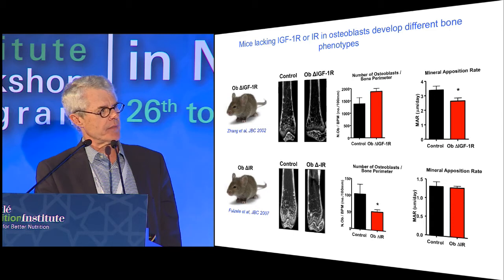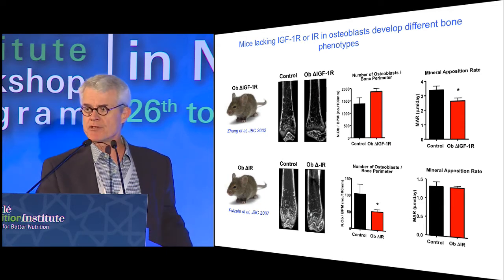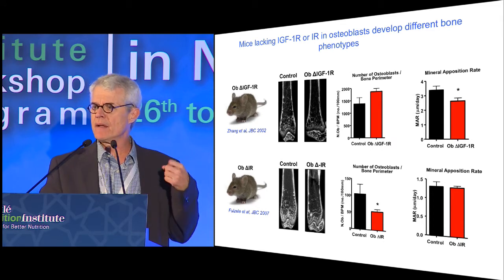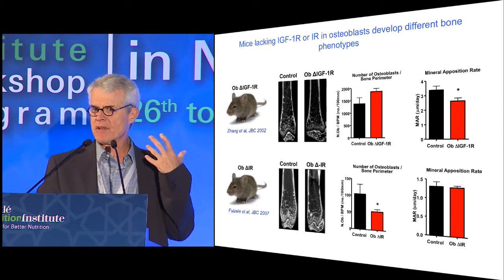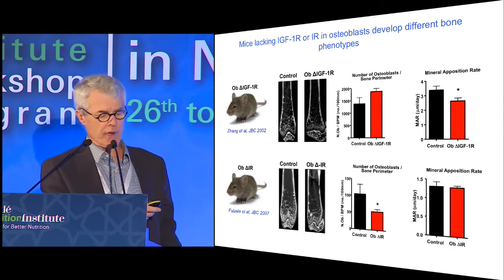Notice the big difference here, the mice that lack insulin receptors in their osteoblasts lose 50% of their osteoblasts, and that leads to this bone loss. They don't have any problem with mineralization, so a very different, dramatic phenotype in both animals, but strikingly different, suggesting that these molecules both work in different ways.